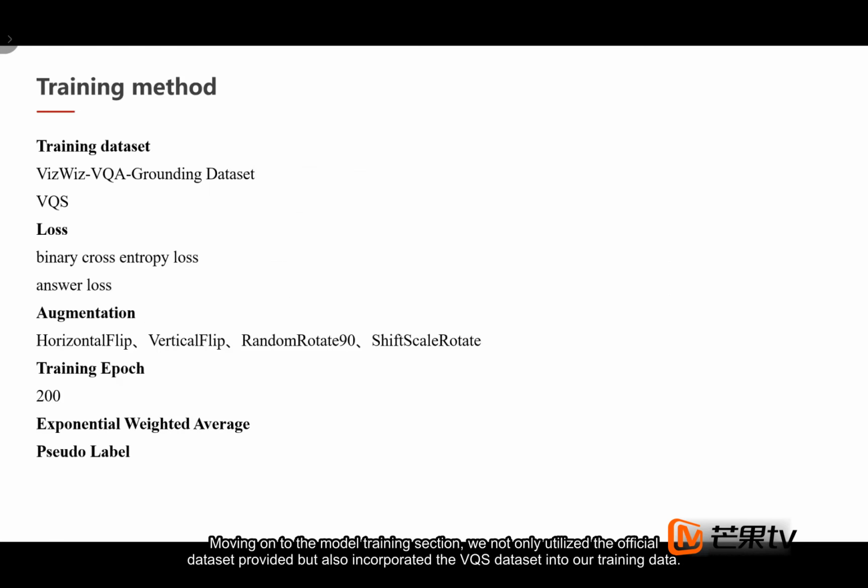Moving on to the model training section, we not only utilized the official dataset provided, but also incorporated the VQS dataset into our training data. Regarding loss calculation, we employed 2 types of losses for model training: binary cross entropy loss and answer loss.